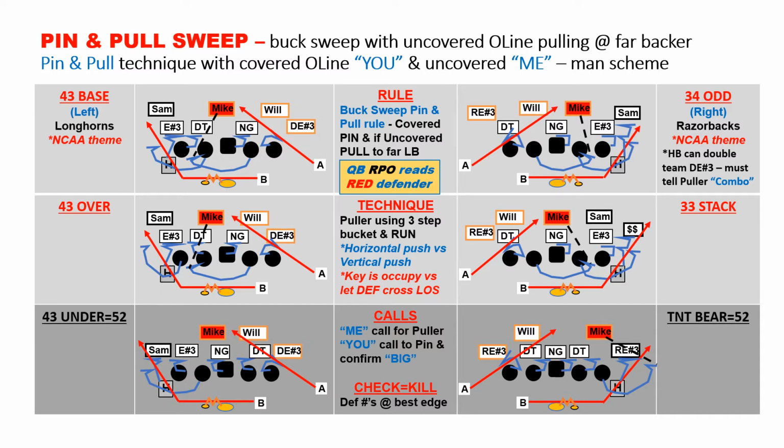In our upper right against the 34 odd, this is real simple. The guards are both uncovered. So now we're going to go big on big with the tackle, center, tackle. Guards are going to pull to the next backer, and the H can either double team or can go big on the Sam depending where he is lined up, with the calls.